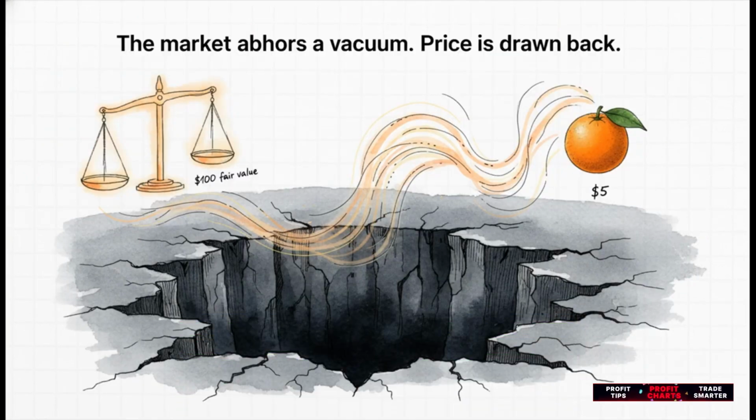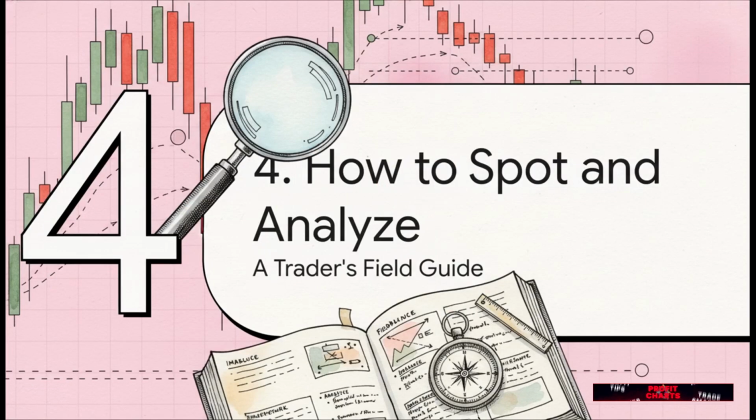So what do you think happens next? The market hates a vacuum. Price is going to be naturally drawn back up towards that $100 level to rebalance the books and offer prices in a more orderly way. This filling of the void is just the market correcting itself, and that's exactly why these zones act like magnets for price.